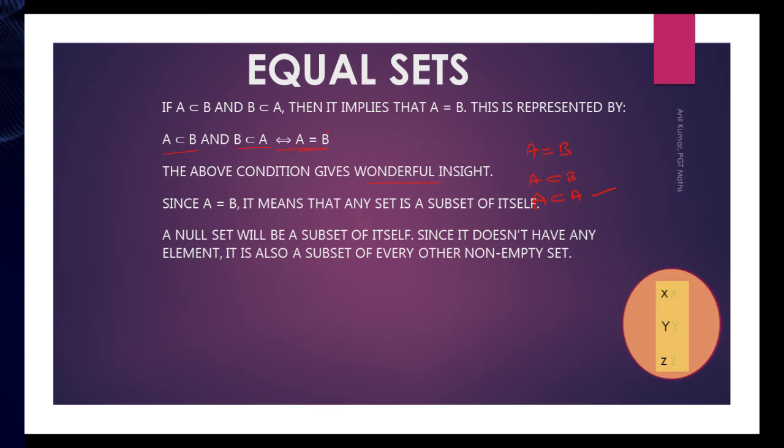In the same way, a null set will be a subset of itself. So the null set also has one subset, that is itself. Since it does not have any element, it is also a subset of every other non-empty set. So what two results did we get from here? That every non-empty set will have at least two subsets. What are the two? One is the empty set and the other is that set itself. So every non-empty set will have at least two subsets.